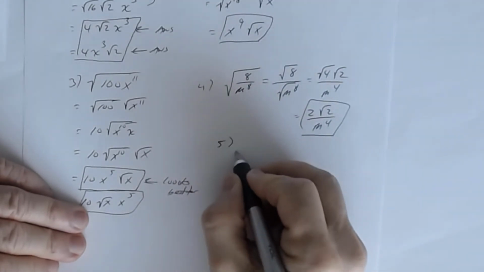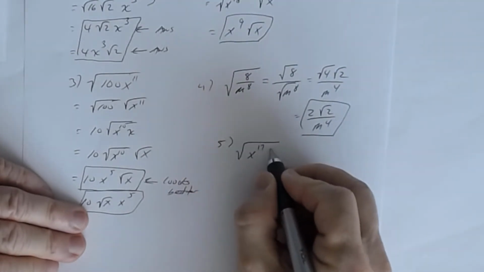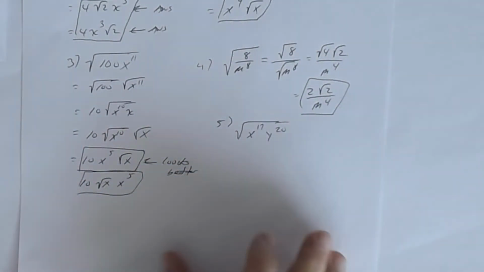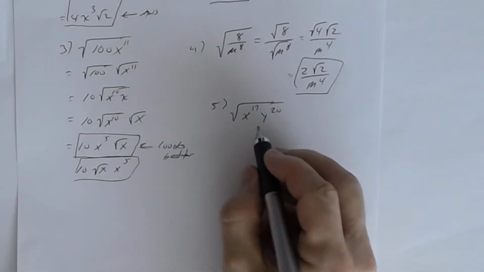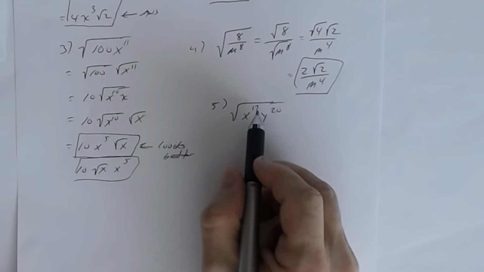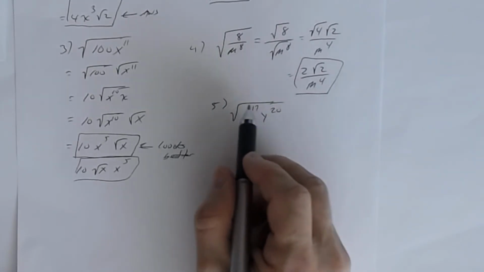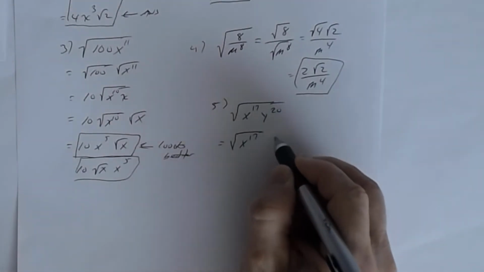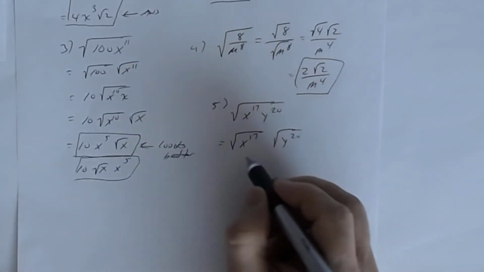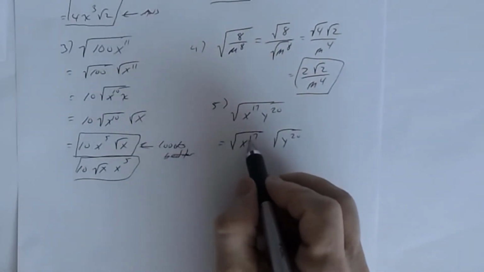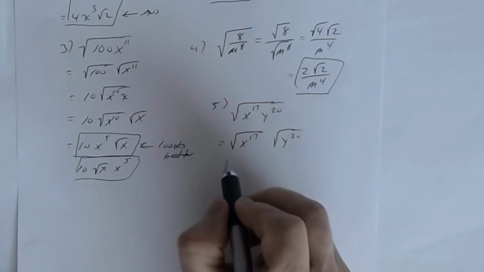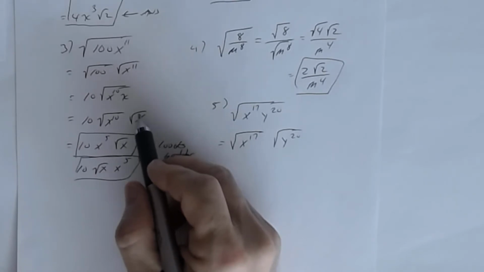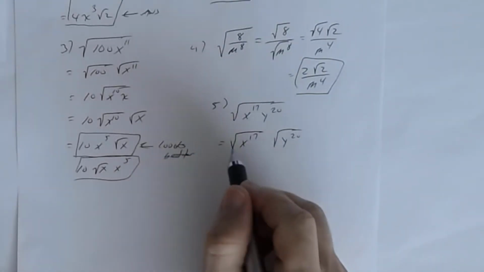Number 5, we have the square root of x to the 17th, y to the 20th. Okay, so using the product rule, but before we do that, notice that the 20 is the easy one because 20 is divisible by 2, 17 is not. All right, so let's use the product rule. I get square root of x to the 17th times the square root of y to the 20th. Now, think about simplifying this. Remember, we can simplify both because 17 is greater than or equal to 2, so you can simplify that. Notice I couldn't go any further here because the exponent of 1 is less than 2.